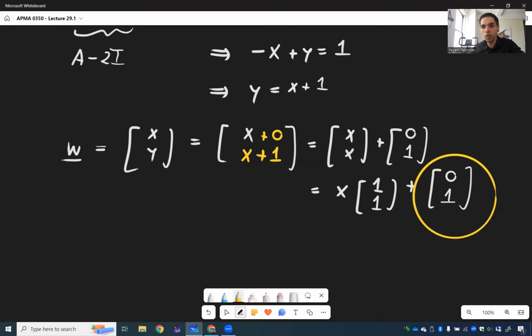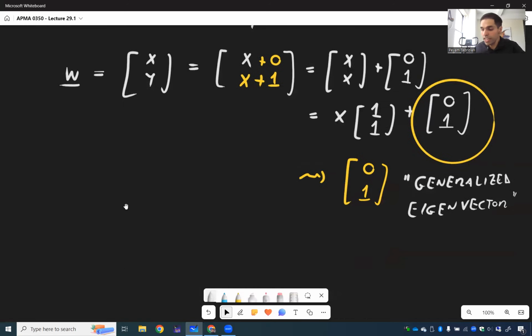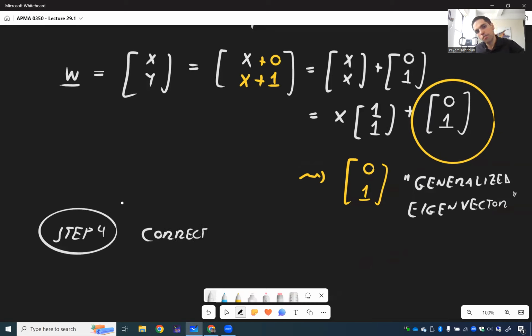Okay. So out of this whole thing, let's extract (0, 1), which is called a generalized eigenvector. And it turns out this is precisely the info that we need. So here is now the correct solution.